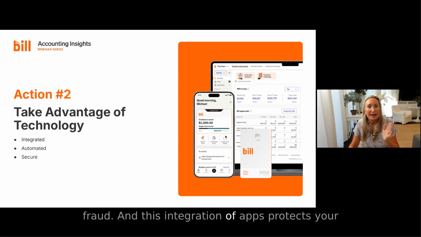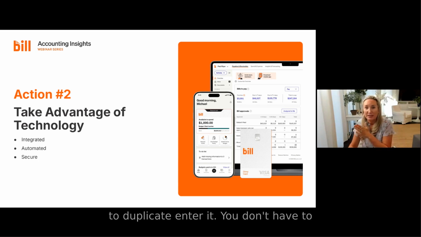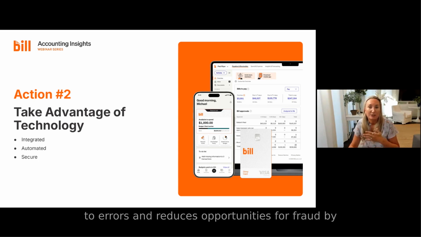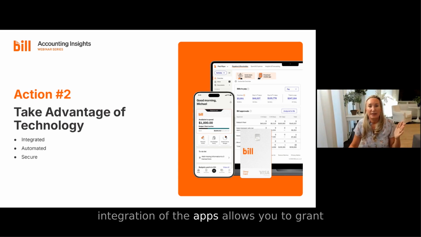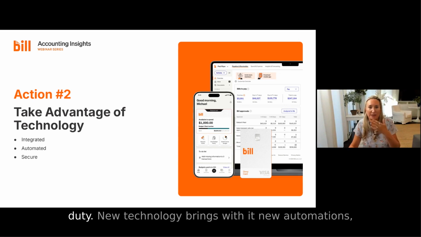And this integration of apps protects your organization from fraud by syncing data to and from the general ledger, so you don't have to enter it again. That reduces labor, reduces vulnerability to errors, and reduces opportunities for fraud by manual entry. It also allows you to grant access to staff for only the apps they need. So you can keep them out of secure areas if somebody doesn't need to work in that area. And it supports separation of duty.